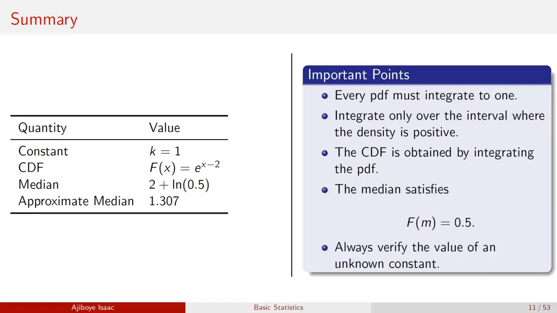In key takeaway, every PDF must integrate to 1, integrating only over the interval where the density is positive. The CDF is obtained by integrating the PDF. The median satisfies F of m equals 0.5.